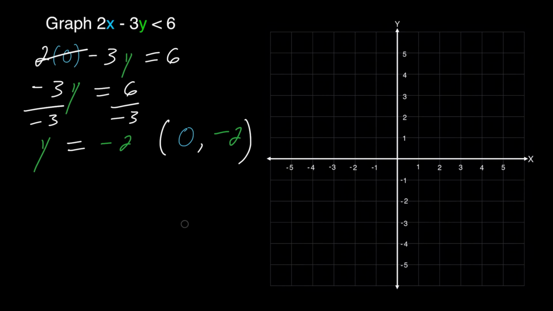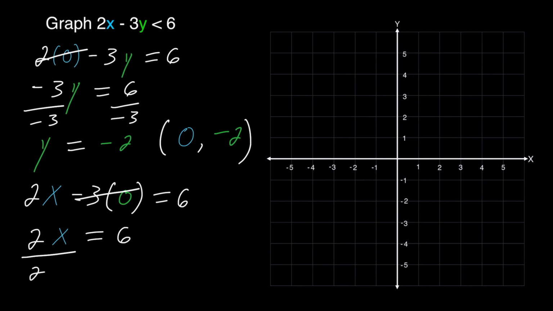Now, we can't make a line with just one point, so we're going to input a value for y now. Last time we did it for x, this time we're going to go for y. So it's going to be 2x minus 3y, and we're going to make y equal to 0. So 2x minus 3 times 0 equals 6. Now again, negative 3 times 0 is just 0, so all of that cancels out. We are left with 2x equals 6. We're going to divide both sides by 2, and we are left with x equals 3.